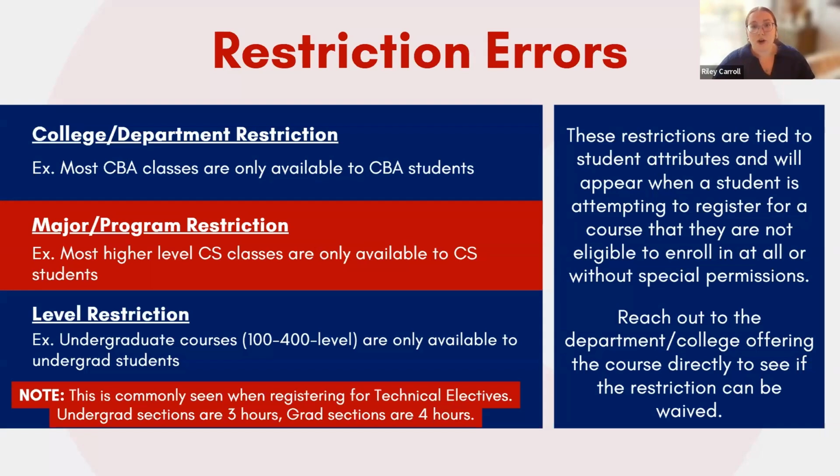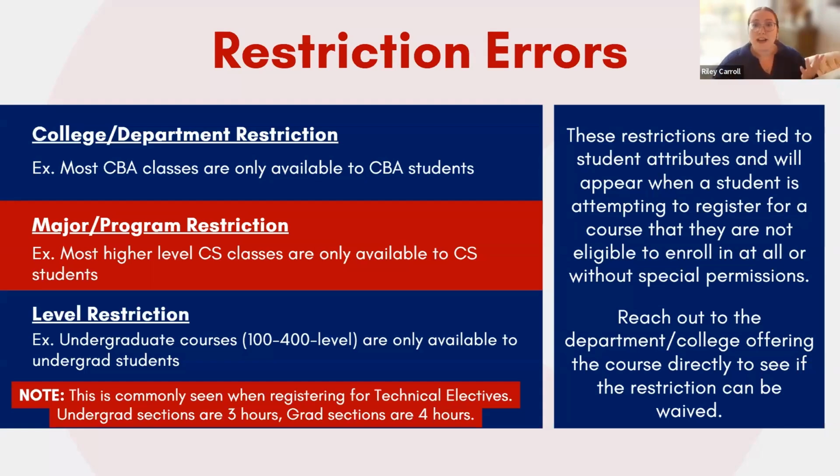The third restriction error code you may run into is a level restriction. This means you are attempting to register for a course that is not available to undergraduates, such as graduate courses. A common issue that a lot of CS students find themselves in when registering for technical electives is this actual level restriction. All of our CS technical electives are available with a 3 credit hour option for undergraduate students and a 4 credit hour option for graduates. They're 2 separate sections, but it's all within the same course number.